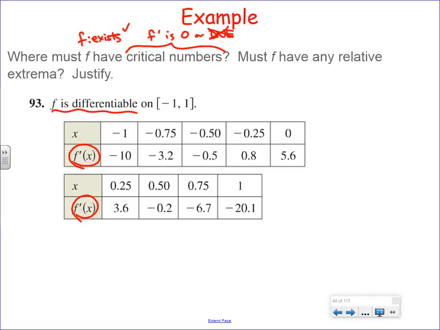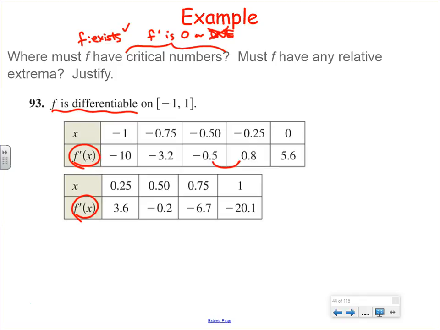Remember, differentiable, the derivative has to exist. So all we're looking for is f prime equals 0. Does it have to be 0? Look at your table. How can I tell if f prime has to be 0 even though I only know certain points and don't exactly know how they connect? If it passes from negative to positive, what theorem is that? IVT, the intermediate value theorem. If it goes from a negative to a positive, it has to hit 0.